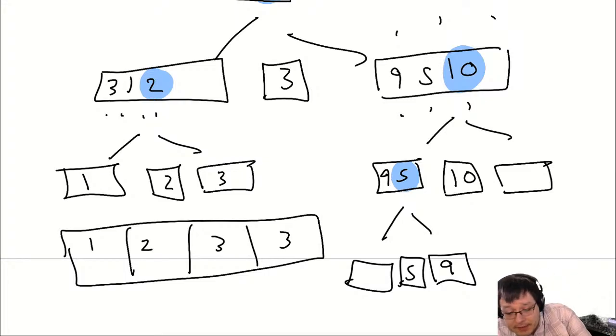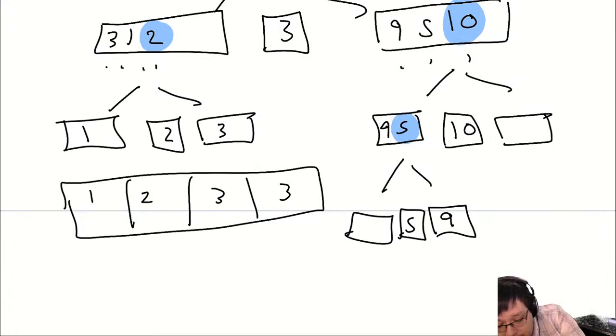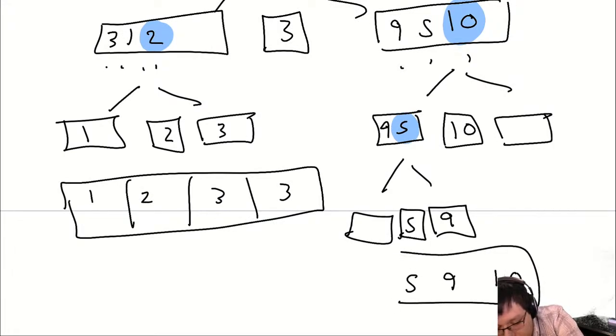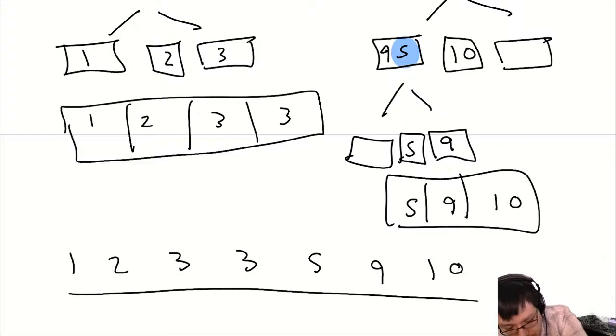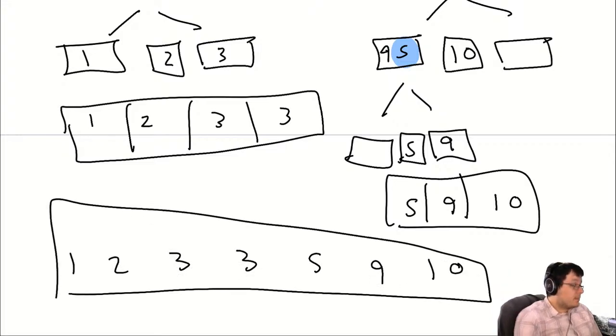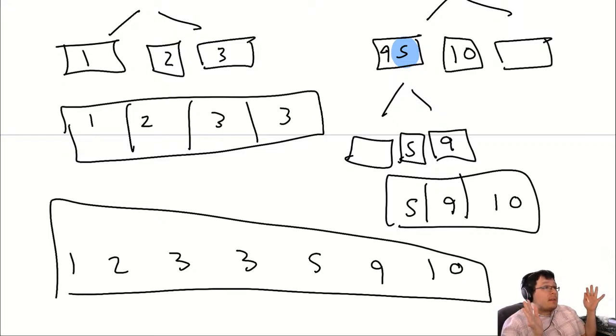But we're done. At this point, we got the 5, the 9, and the 10 in the right order. And we also have the 1, 2, 3, 3 in the right order. So essentially, this becomes that. And we have sorted our list. If you're like, what just happened? That's okay.